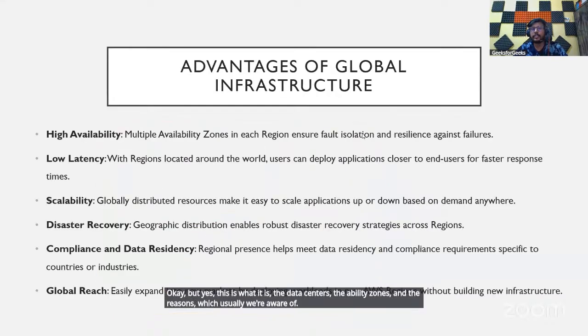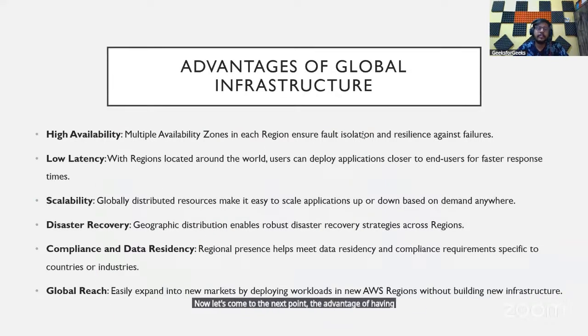Now let's come to the next point, the advantage of having such a global infrastructure. Again, high availability: multiple availability zones in each region ensure fault isolation and resilience against failures. So this is one of the key important features of having such a huge global infrastructure. Now the second point comes in: low latency.